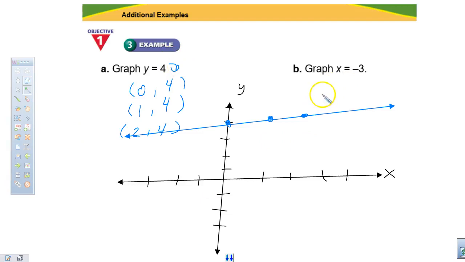Questions there? All right, for letter B, this time, x is equal to -3. So when I go to write my ordered pairs, guess what x has to be? Negative 3. Yeah, it's got to be that negative 3. Does it matter what my y is? No, I'm going to do 0, 1, and 2. I'm going to plot those 3 points. I'm going to go (-3, 0), (-3, 1), (-3, 2).